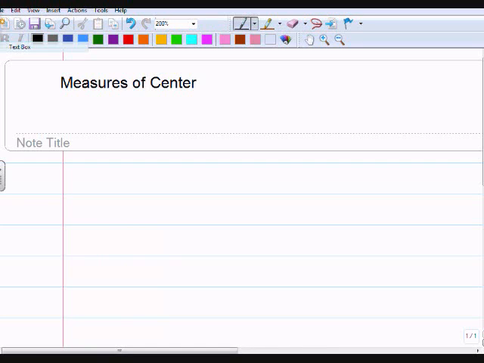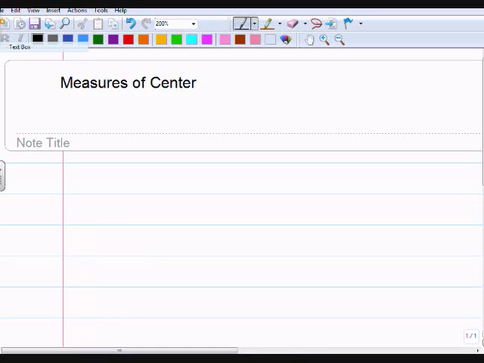Let's do statistics. Okay. Measures of center. A lot of this stuff should be pretty familiar to you that we're going to do today. You'll just get a little more sophisticated notation today.